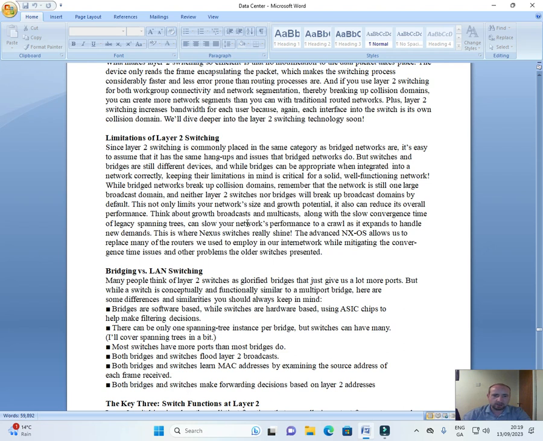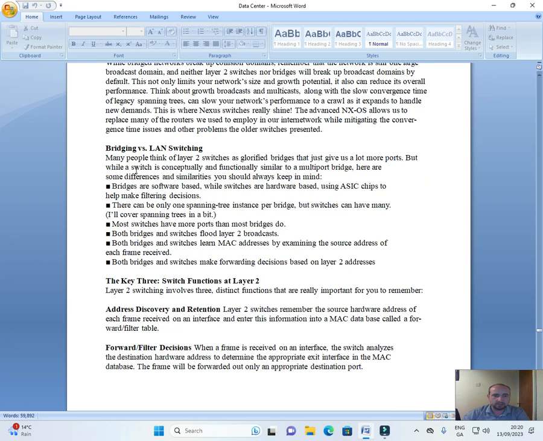Think about growth: broadcast and multicast, along with the slow convergence time of legacy spanning trees, can slow your network's performance to a crawl as it extends to handle new demands. This is where Nexus switches really shine. The advanced NX-OS allows us to replace many of the routers we used to employ in our internetwork, while mitigating the convergence time issues and other problems the older switches presented.